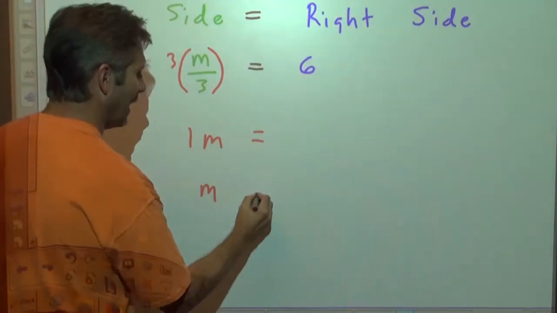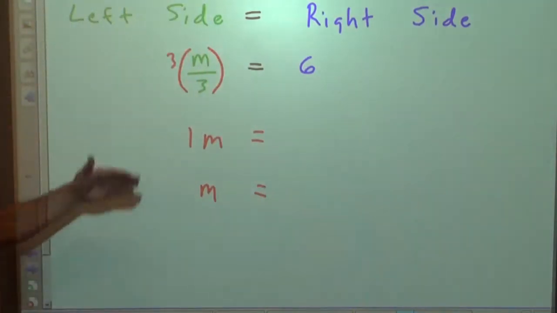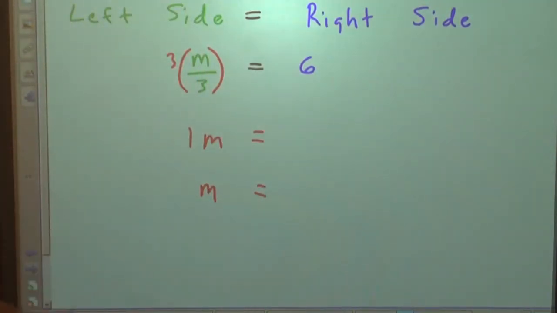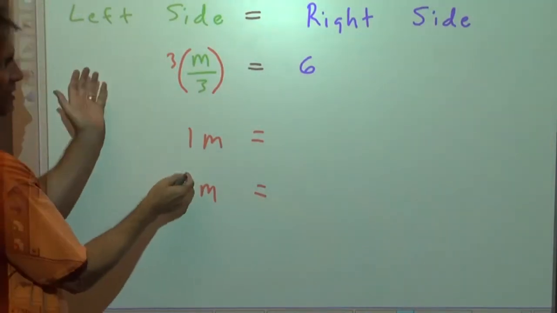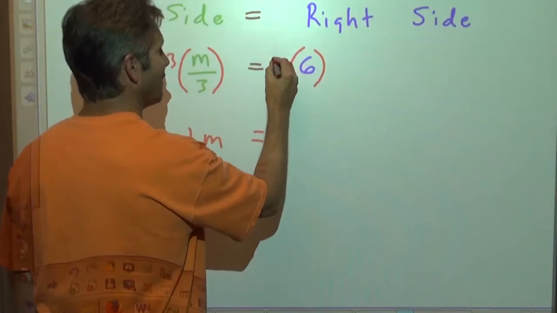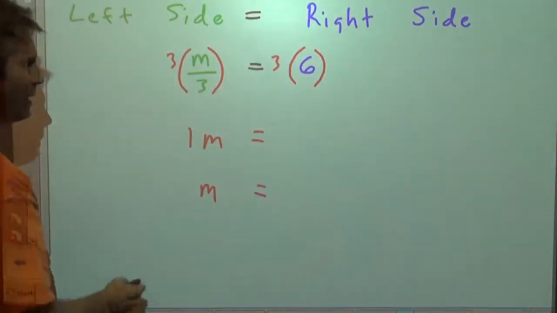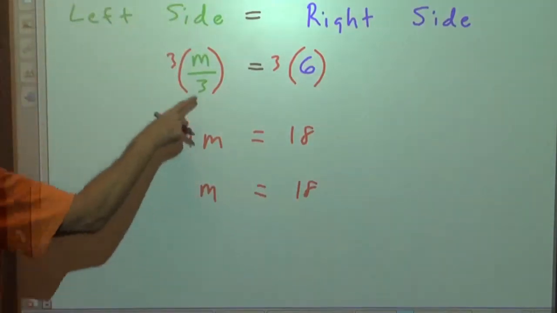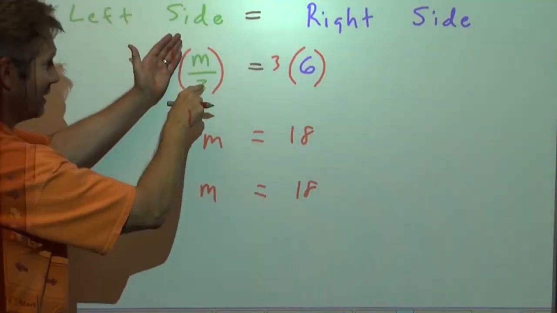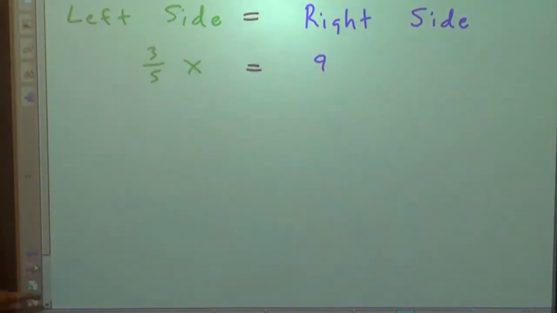So we have taken care of the left side of the equation. We got m by itself. Now, what do we got to do on the right side? Well, if we multiplied by 3 here to get m by itself, we have to do the exact same thing on the right-hand side. Multiply by 3. 3 times 6 is 18. Our final answer is 18. Check your work. Put an 18 right there. 18 divided by 3 is 6, the number we started with.